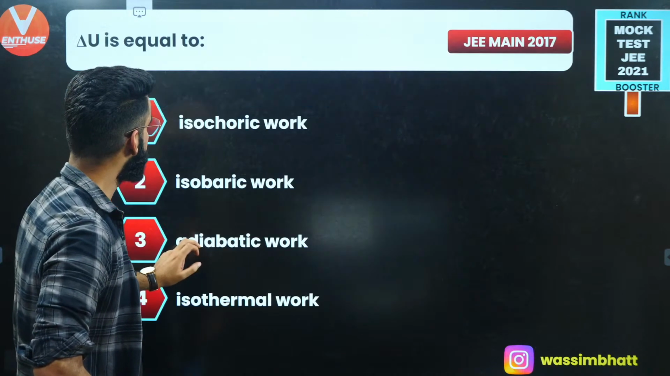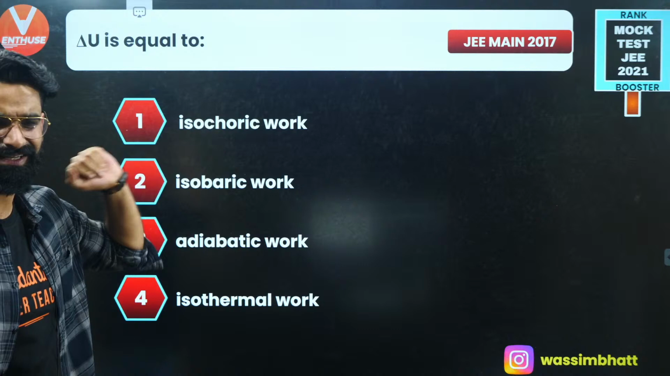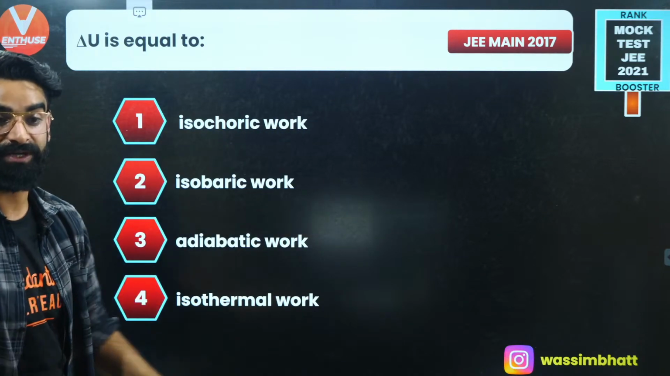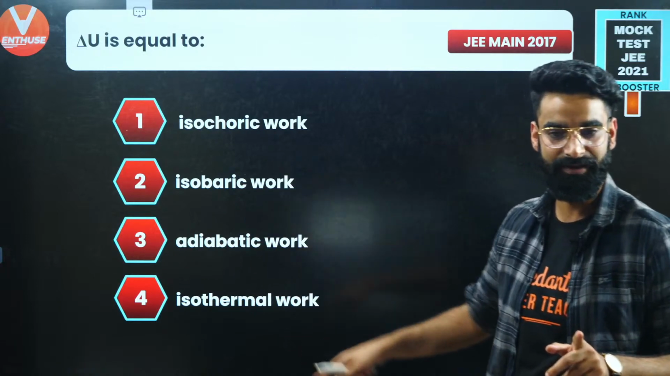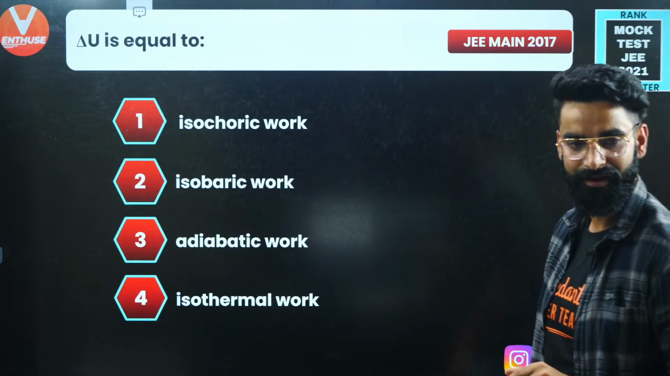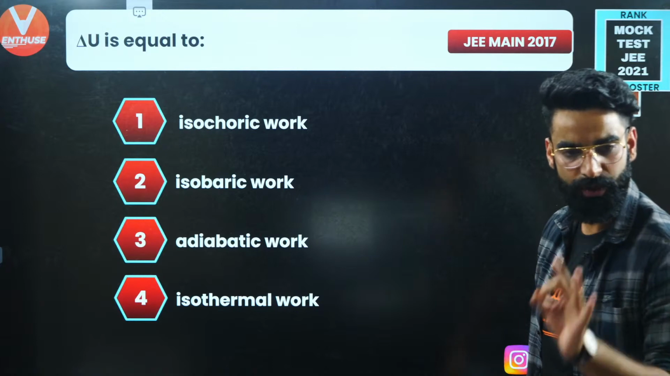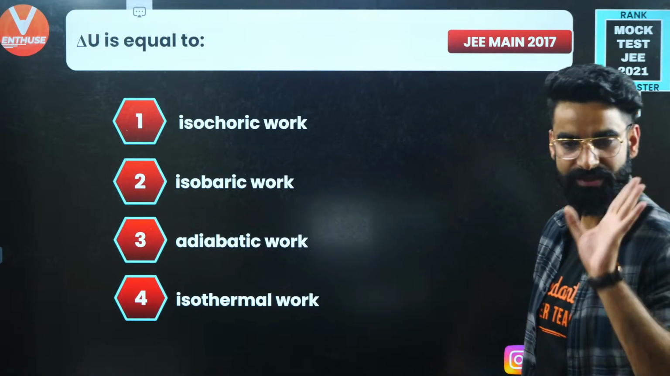Perfecto. Let's move on to one more. Okay, I guess this is the last question. The question was asked in Mains 2017. This is a conceptual question, I must say. It looks confusing at the same time, yeah? Delta U is equal to isochoric work, isobaric work, adiabatic work, isothermal work.